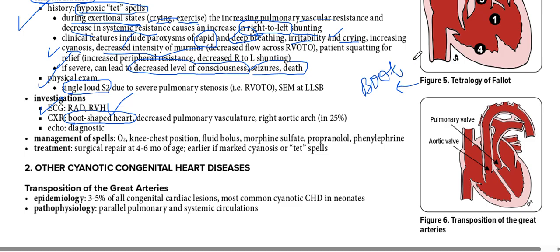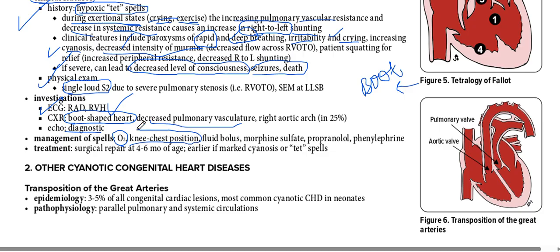Tetralogy of Fallot is always associated with what? Boot-shaped heart and decreased pulmonary vasculature. So the whole pulmonary vasculature basically decreases. There is a right aortic arch. Then the echo is a diagnostic tool. Management of spells: first we have to give oxygen. Number two, we have to give the knee chest position.